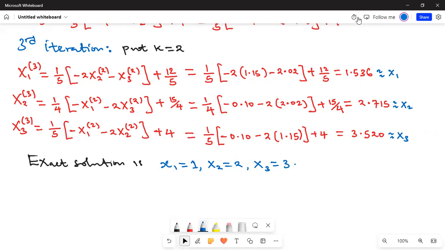So that's how to use Jacobi iteration method.